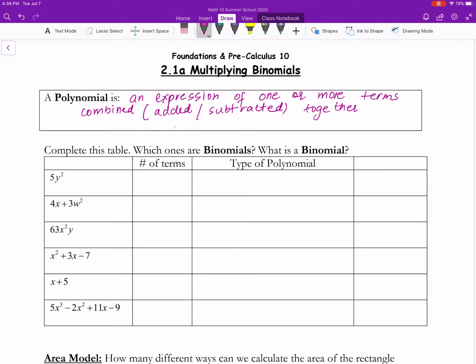Examples are, if I say x plus 5. Now there are two terms, x and 5, and they're separated by an addition. They are being added together. 2a squared minus 6ab plus 18b squared. Again, I have three terms, and they are separated by addition or subtraction sign. Or simply 4a squared b. It's just one term, right? Now let's complete this table and see which ones are binomials and what are binomials.